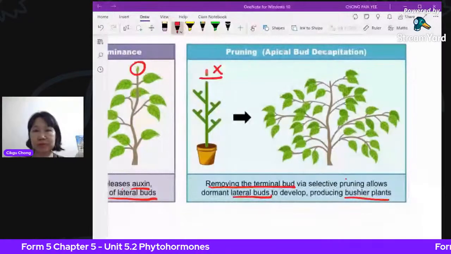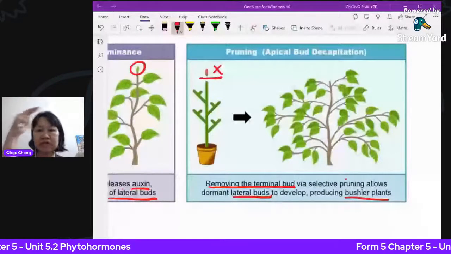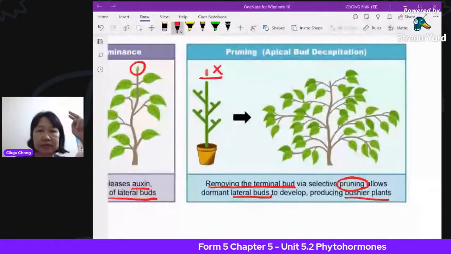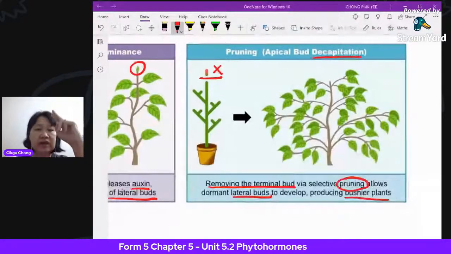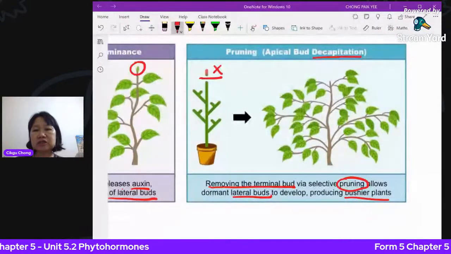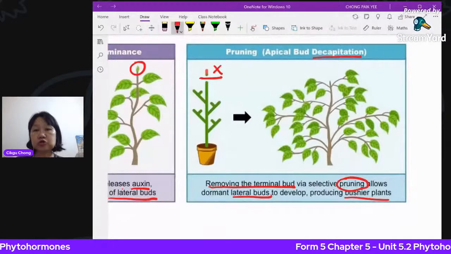That means you cut off the top, which is actually the meristem, the apical bud. You decapitate, which means you cut it off. When you cut it off, it stimulates the lateral buds to grow, so your plant becomes quite bushy.